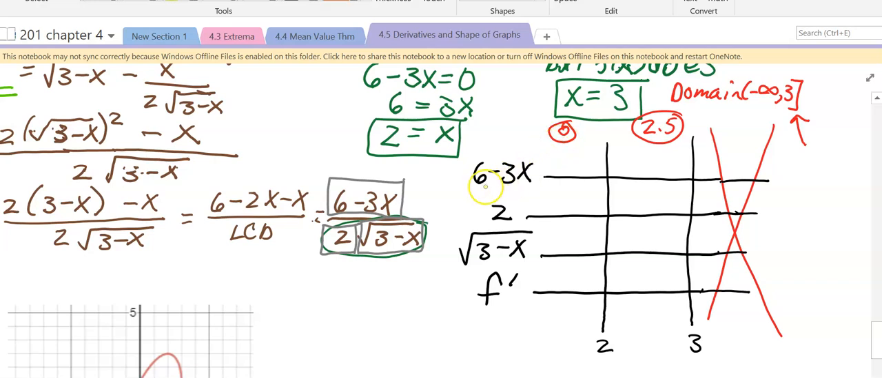If I plug in 0 to 6 minus 3x, I get 6, which is positive. With 2.5, I'm doubling it and taking half of it again, or multiplying it by 5 halves. When I do that, I get something that is bigger than 6, and it's negative, so this becomes negative. 2 is a monomial factor, which is a constant. It's a positive 2, so it will never change sign.